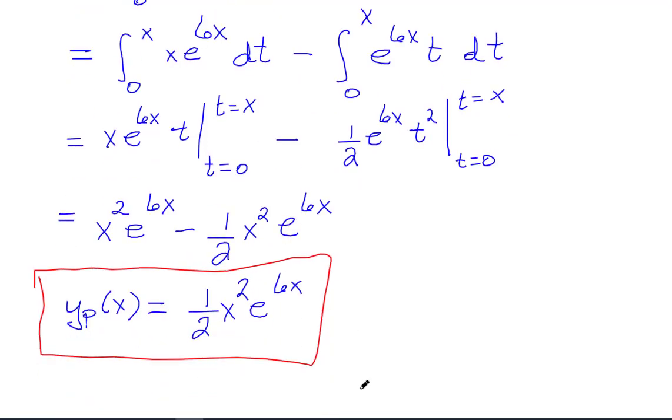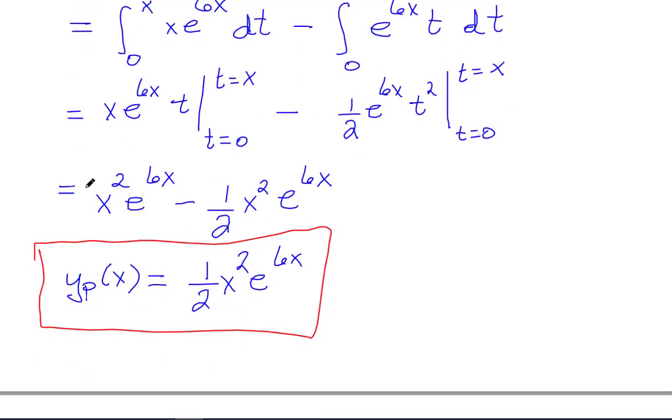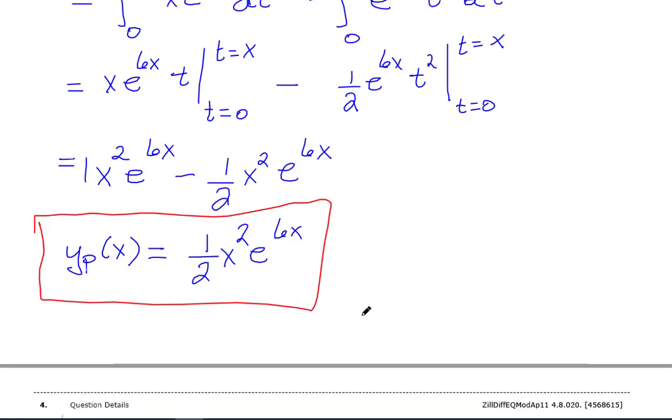And so finally, I've got a 1x squared e to the 6x minus 1/2 x squared e to the 6x, giving me a 1/2 x squared e to the 6x as my particular solution.